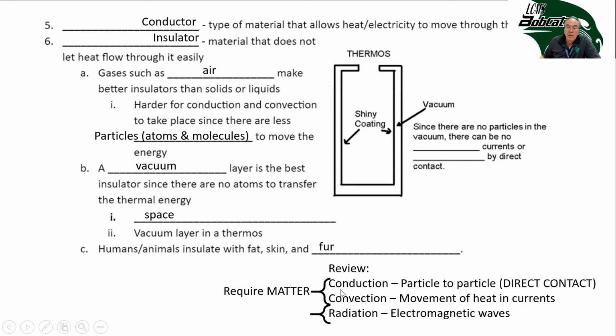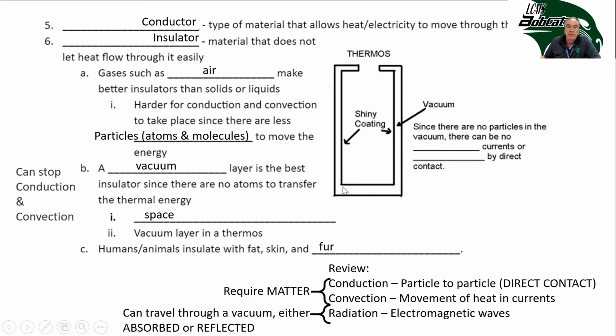So the first two, conduction and convection, require that there be matter present. There has to be particles for either direct contact or the current. Radiation can travel through a vacuum. When it hits something, remember, radiation is either absorbed or reflected. So a vacuum where there are no particles can stop conduction and convection, because there are no atoms to transfer the thermal energy. There's no matter.